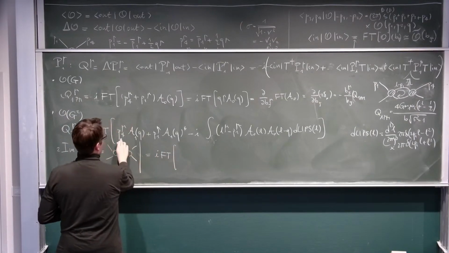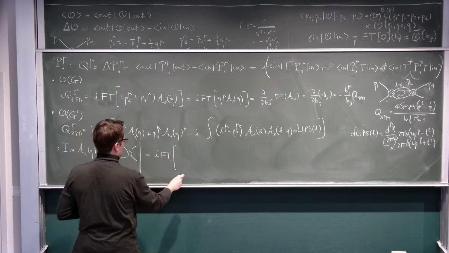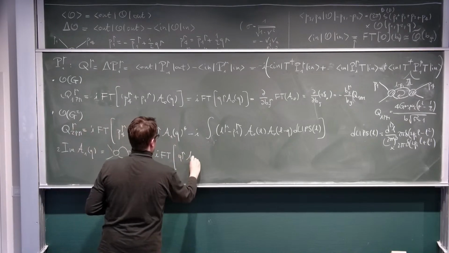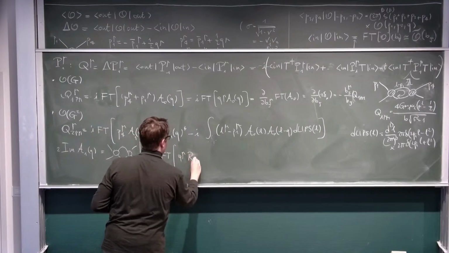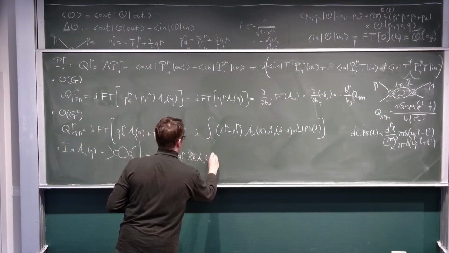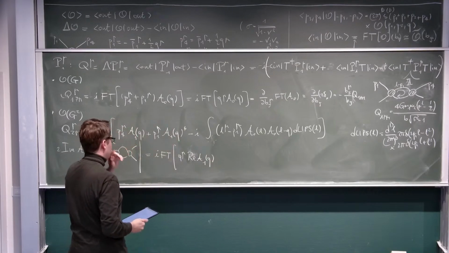So in particular here we will have P1 plus P4 times the real part, right, which is insensitive to this star. And then we will have the imaginary part.